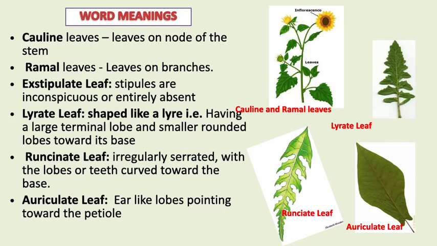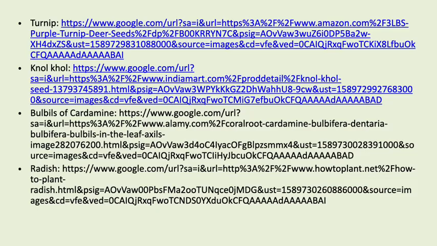A few word meanings. Cauline leaves mean that leaves are present on the nodes of the stem. Ramal leaves means leaves are present on the branches. Exstipulate leaves means stipules are inconspicuous or entirely absent. Lyrate leaves means it is shaped like a lyre, having a terminal large lobe and smaller rounded lobes towards its base. Runcinate means it is irregularly serrated with the lobes or teeth curved towards the base. Auriculate leaf has ear-like lobes pointing towards the petiole.